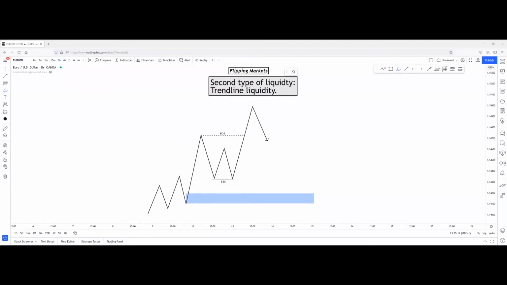Okay, before we see some live examples, I want to show you something. So price is moving in an uptrend in this scenario, creating a series of higher highs and higher lows, breaking structures, creating inefficient movements, and respecting demand zones.